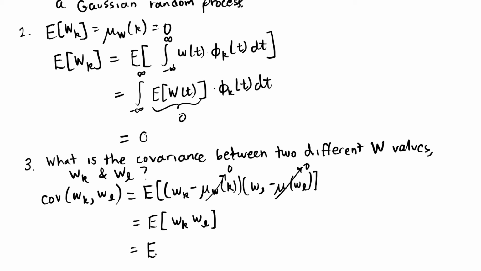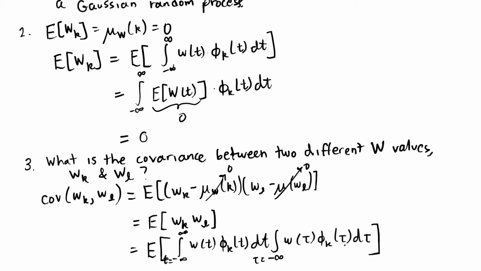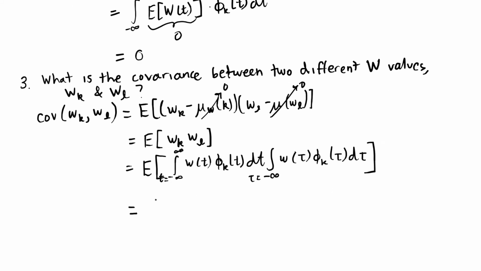And to do that, we're going to have to plug in the integral definition for w_k. The second integral shouldn't have the same dummy variable. If I use t in the first integral, I'm going to have to use something like tau in the second integral. And just like before, because the integrals and the expected values are linear operators, I can exchange them and just put the expected value on only the random thing, w(t) and w(tau). This should be an l, because it's w_l, so I should be putting in a phi sub l there. Phi sub l of tau.